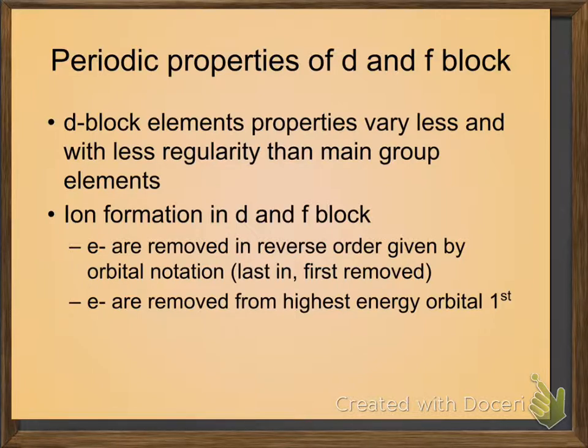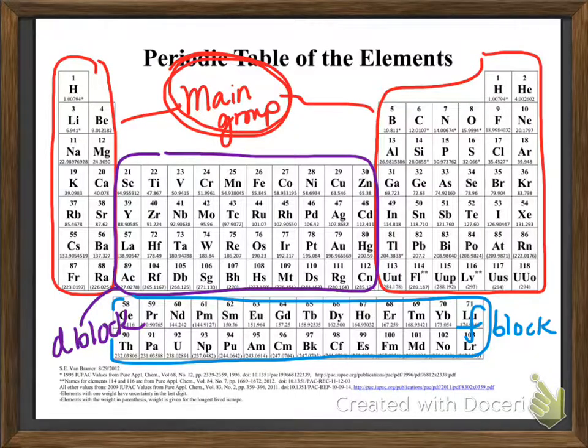What you should know is that electrons are removed in reverse order, as given by orbital notation. The last in is the first to go. And they're removed from the highest energy orbitals first. Since we don't talk a whole lot about compounds made with the F block, it's not nearly as important. And with the D block, it's enough to know that their properties are fairly uniform.